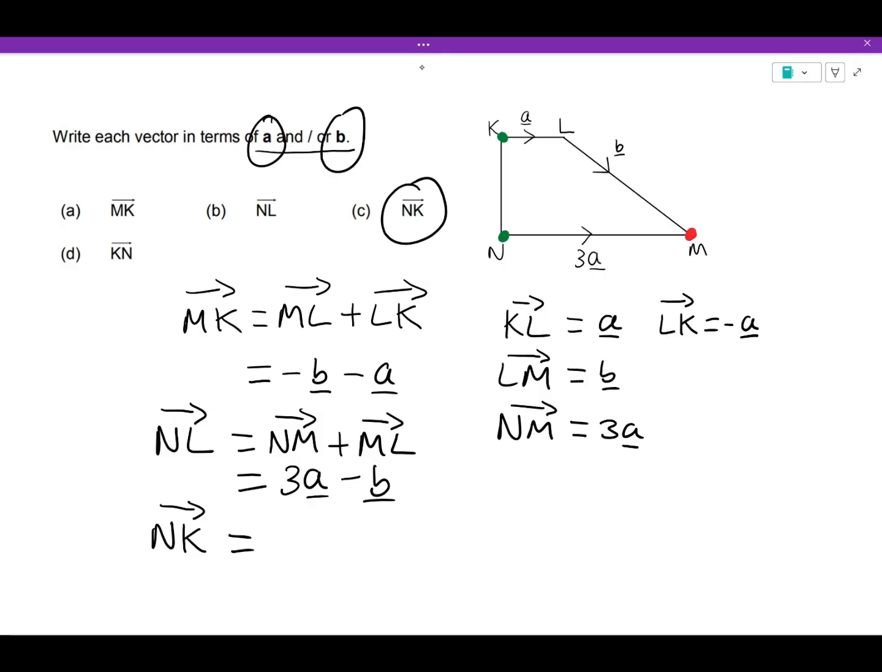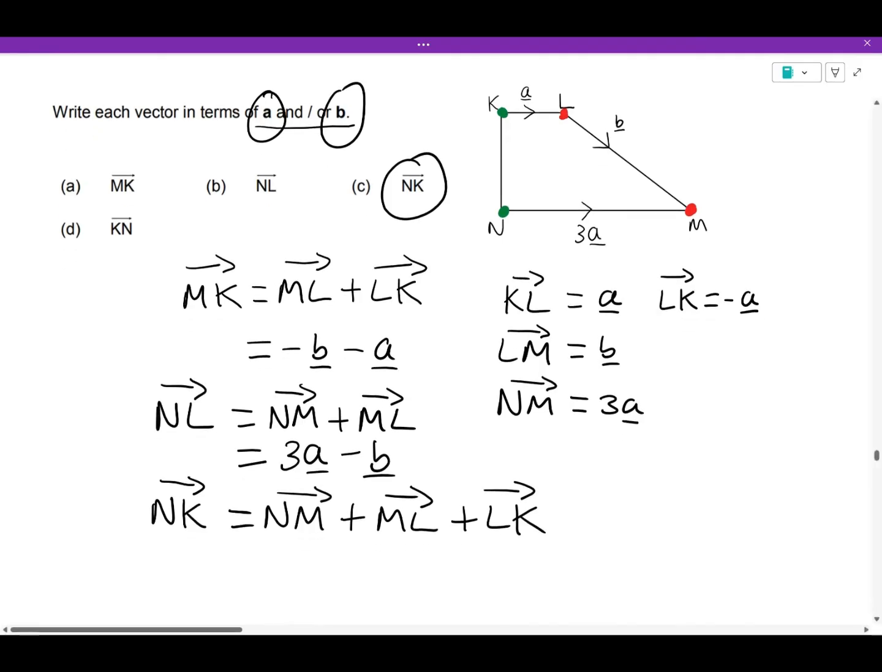Okay, so let's map out my path. We're going from N to M. And then from M, I could go to L next, on my path. So I'm going to add on M to L. And then once I'm at L, well, can I get to K? Yes, I can, because I got a vector of that side length. So then I am going to add on L to K, and I'm at my destination.